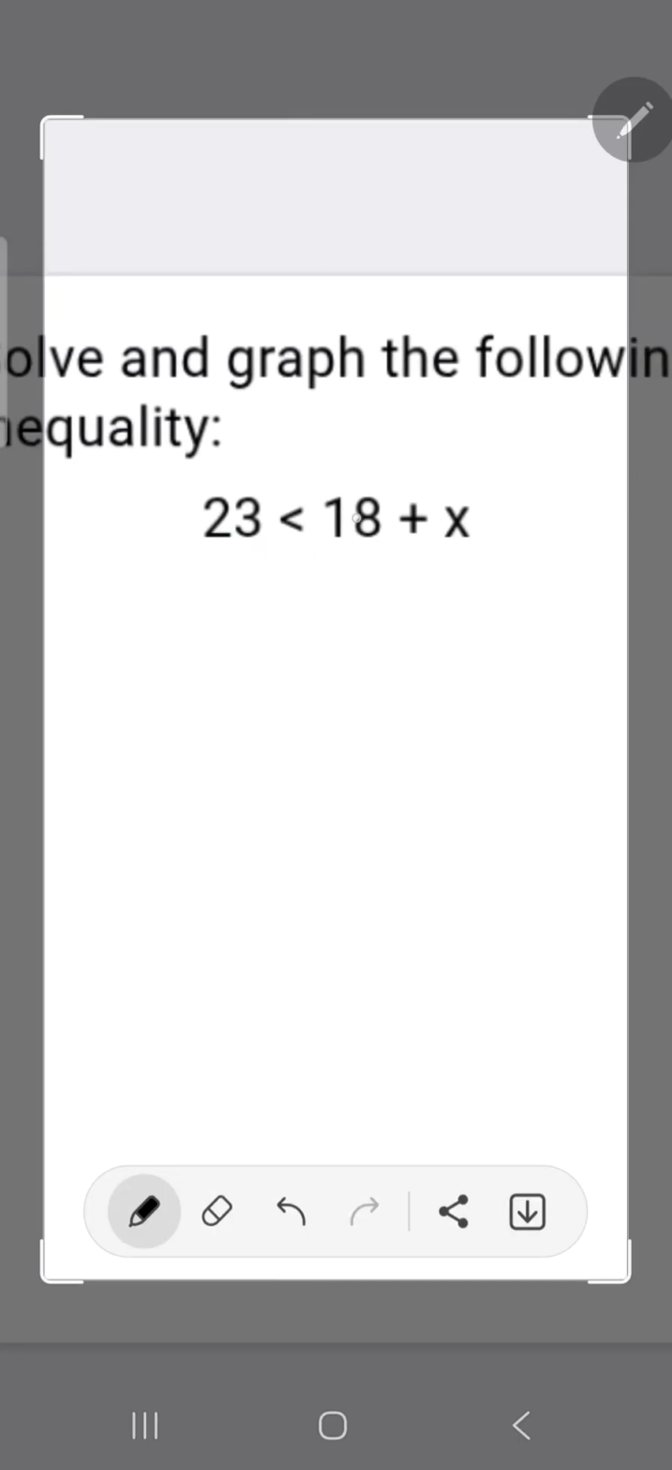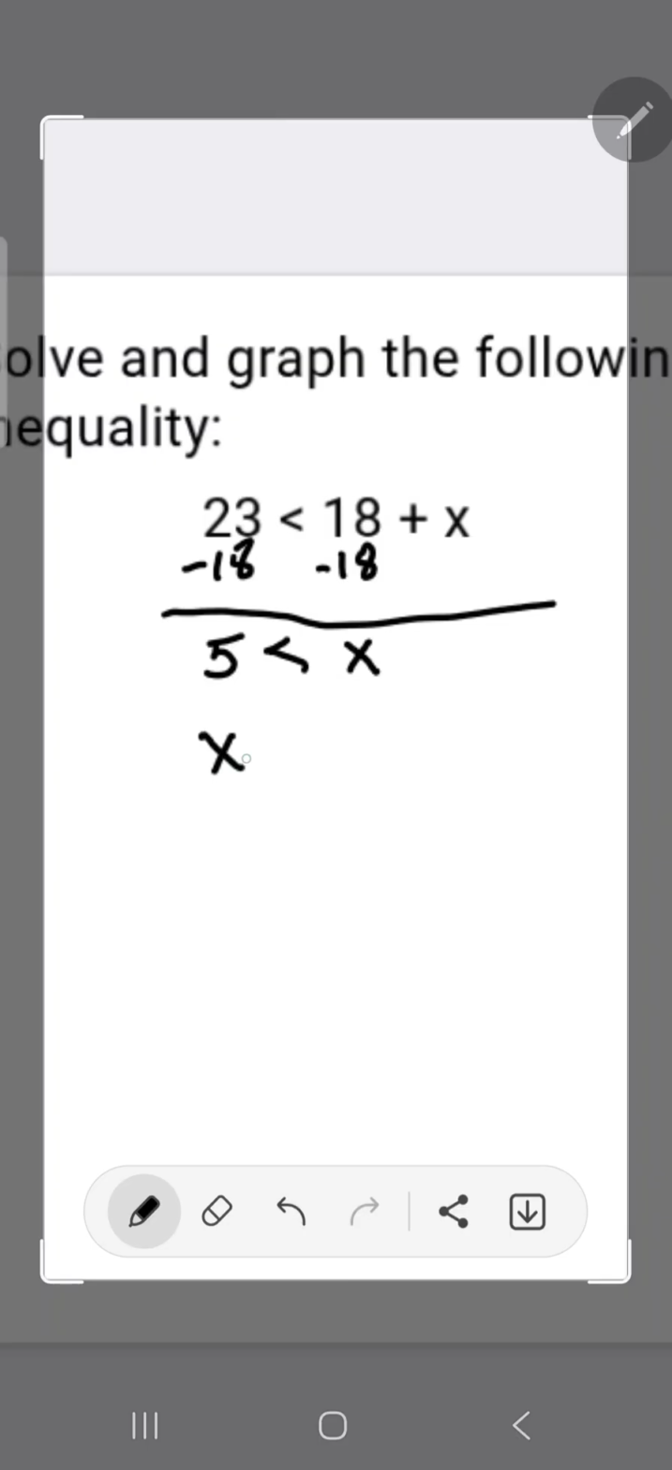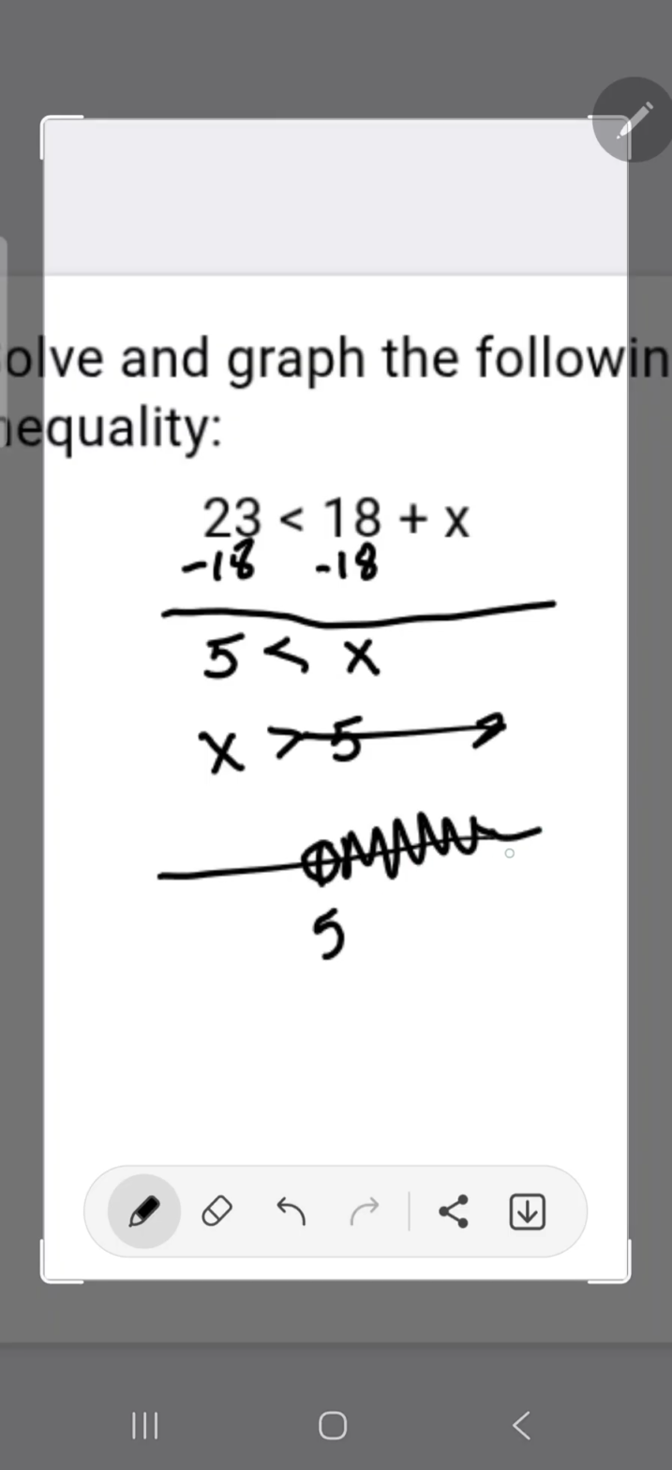In this problem, we would get rid of this positive 18 by subtracting 18. You always do the opposite. So you bring down the 5, you bring down this symbol, you bring down the x. Good practice, move your x to the left and switch that inequality symbol to match it. An open circle on the 5 because there's no equal sign. And x is greater than 5, and the arrow is pointing to the right. So we will shade the number line to the right because 6, 7, 8, 9, all the way to infinity is bigger than 5.